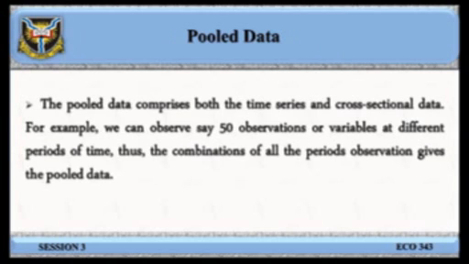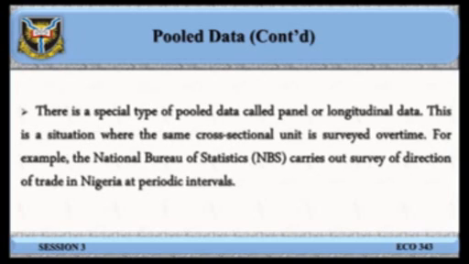Pooled data. The pooled data comprises both the time series and cross-sectional data. For example, we can observe, say, 50 observations of variables at different periods of time. Thus, the combination of all the periods' observations gives the pooled data. There is a special type of pooled data called panel or longitudinal data. This is a situation where the same cross-sectional unit is surveyed over time.